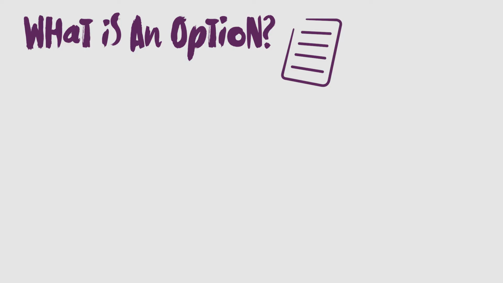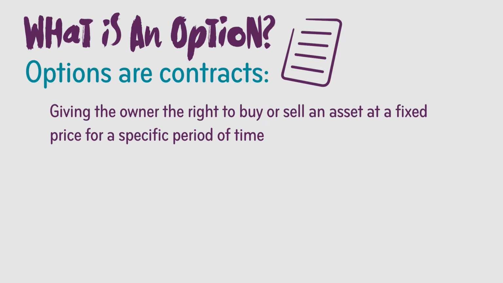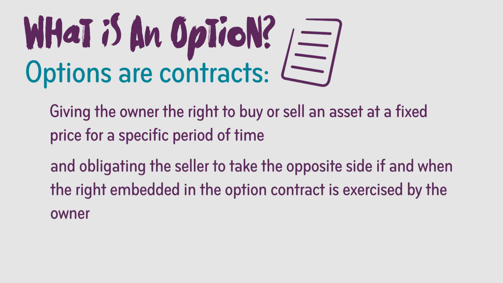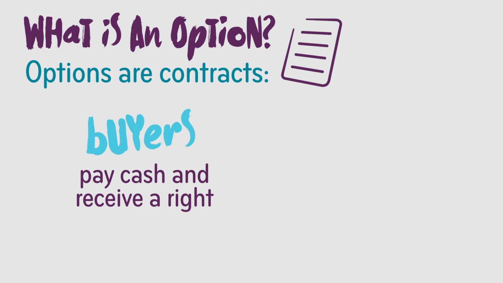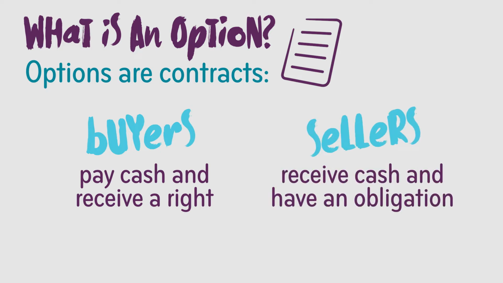An option in general is a contract, and it gives the owner the right to buy or sell an asset at a fixed price for a specific period of time. It then obligates the seller of the contract to take the opposite side if and when the right embedded in the option contract is exercised by the owner. Bottom line is, the buyers of contracts pay cash, and for that cash they get a right. The seller of the contract receives the cash, and for receiving that cash, they take on an obligation.